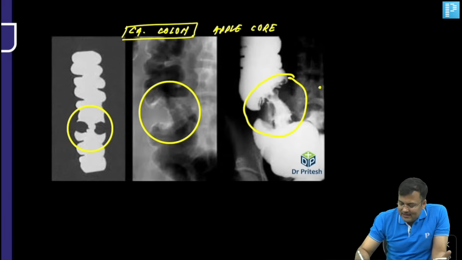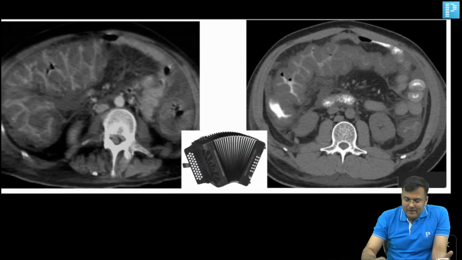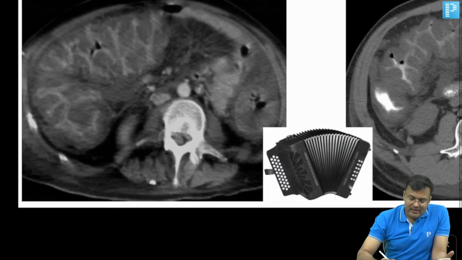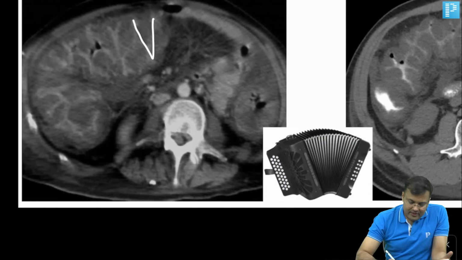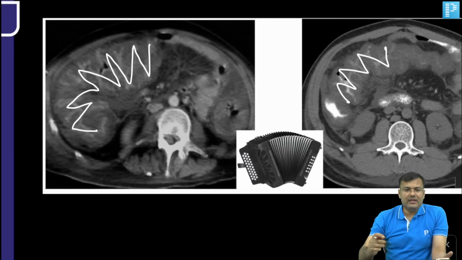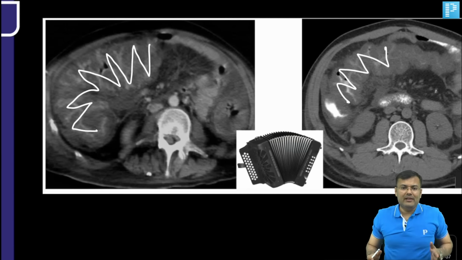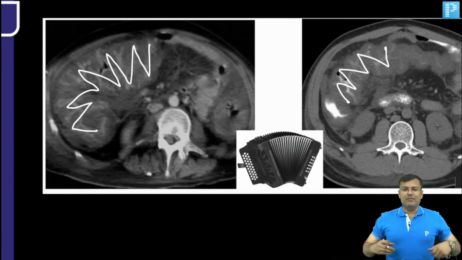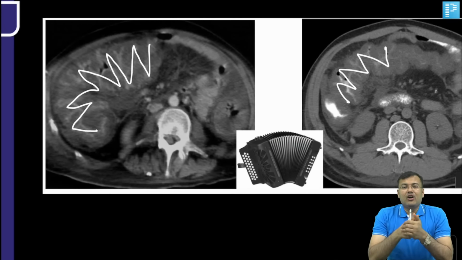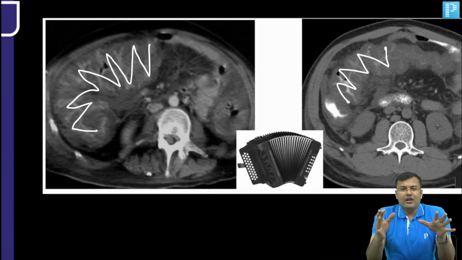Okay. Next, you can see this one. Very easy question. It is going to look like one instrument. See here, there is pseudomembrane, and if you see CECT, it looks like this musical instrument. Can you see? This is the colon. Inside the colon, you can see the pseudomembrane. It is looking like this musical instrument. Guys, tell me what's the name? All of you are correct.